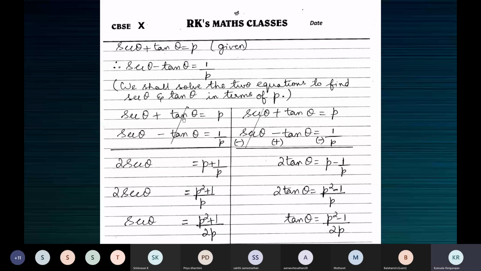So you can see that I've written the equations one below the other. And you can solve it, you can do it anyway. So what you see here is I first added the two equations. I didn't change the signs, and I found secant theta. Then I subtracted the two equations. I changed the signs throughout, which helps us find tan theta.